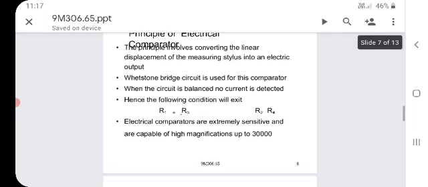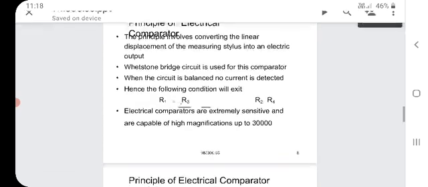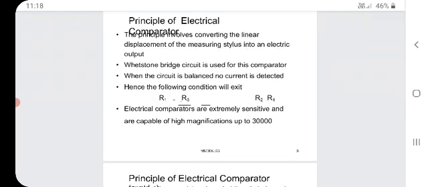When the circuit is balanced, no current is detected. Hence, the following condition will exist: R1 by R2 equals R3 by R4. Electrical comparators are extremely sensitive and are capable of high magnifications up to 30,000.